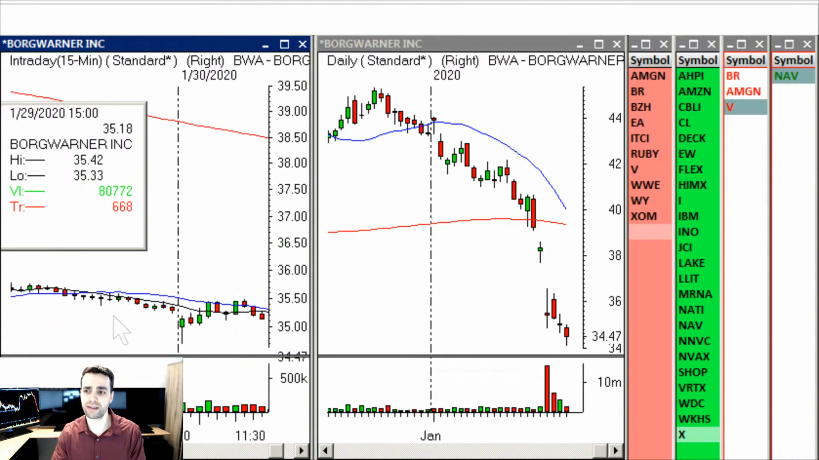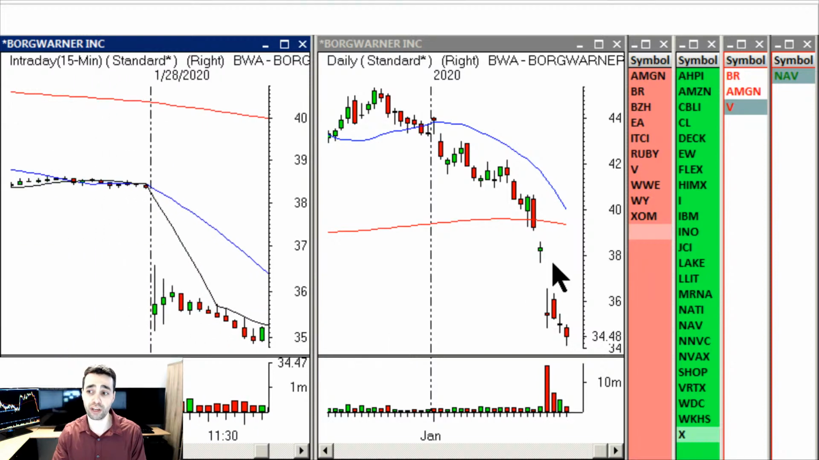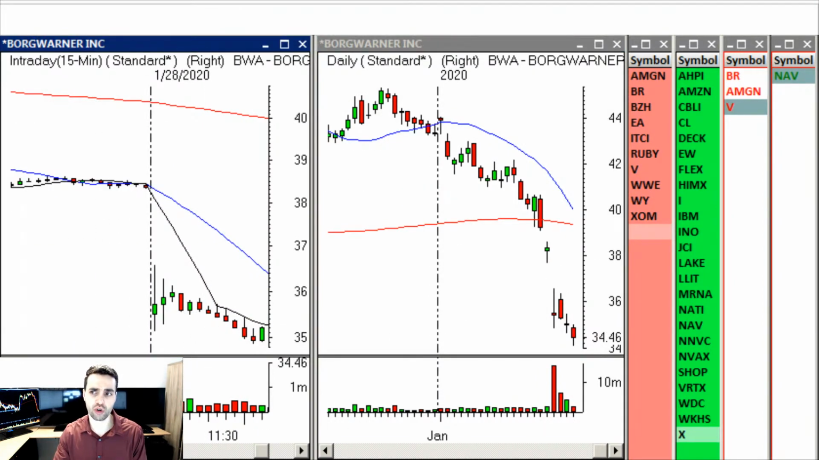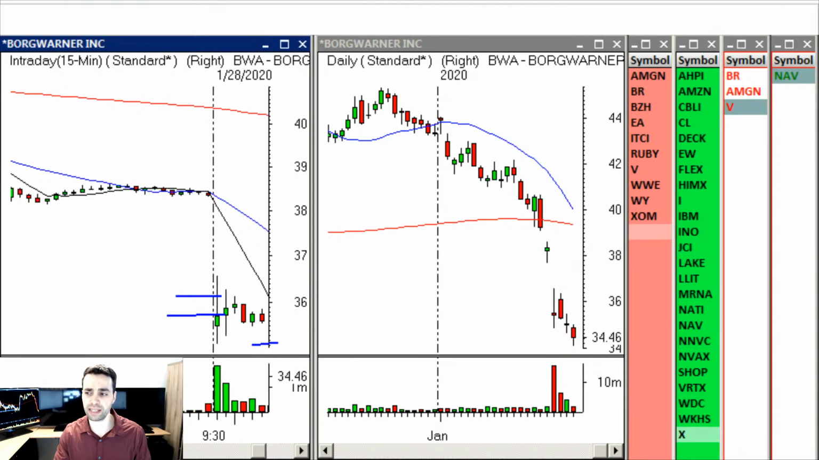Here it is. I showed you the 15-minute a few minutes ago. So professional gap, not professional, in between. So the play was a short, under the base, stop above it. And then took most of it at the bottom. Okay? So that's the BWA.